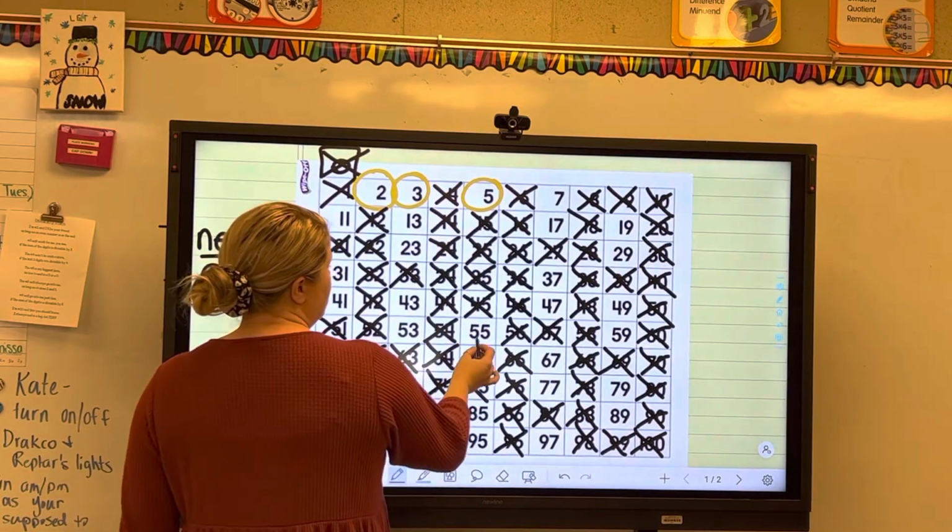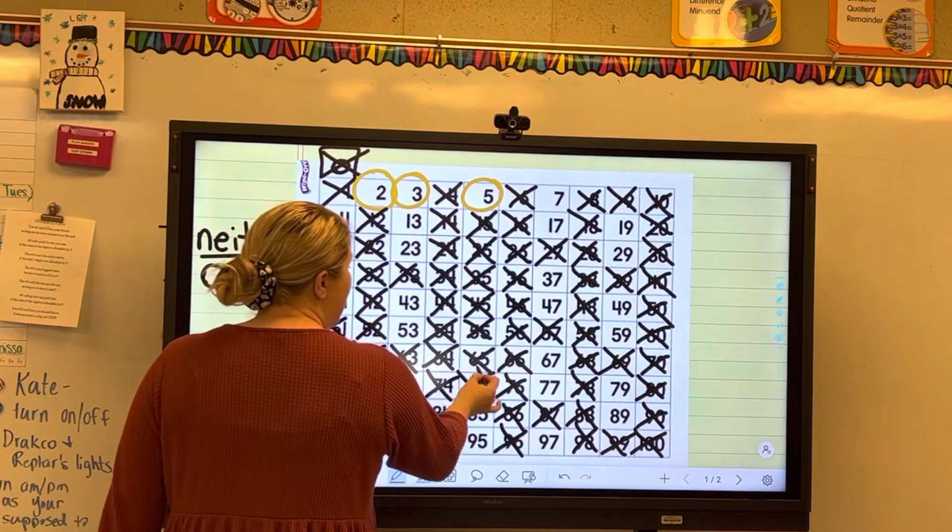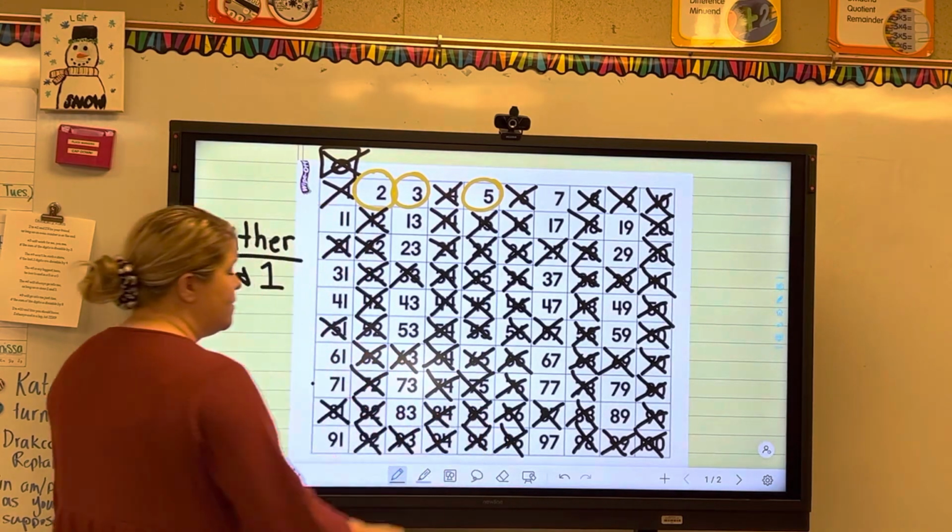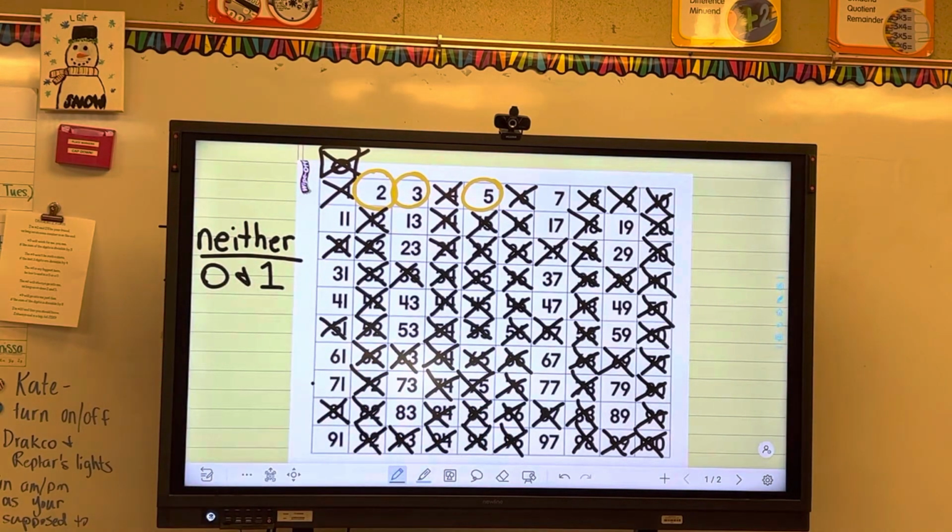What about 55? 11 times 5. If it ends in a 5, you know what number is going to divide into it. 5. So the only number that ends in a 5 that's prime is what? 5. Same thing with 2. The only even number that is prime is what? 2.